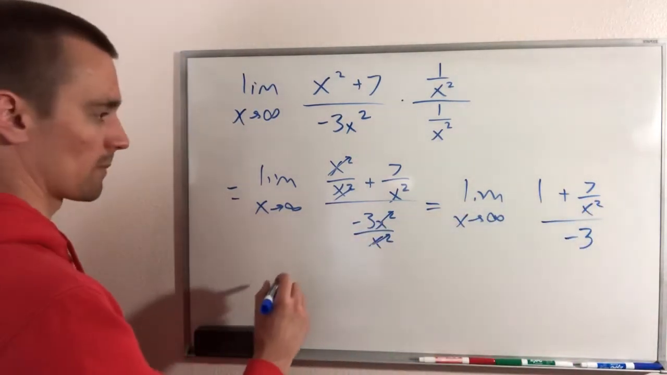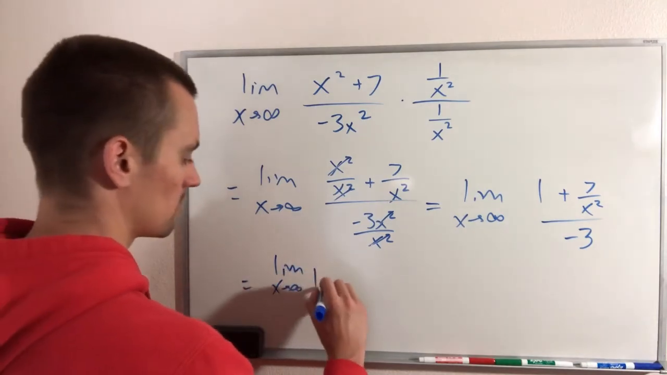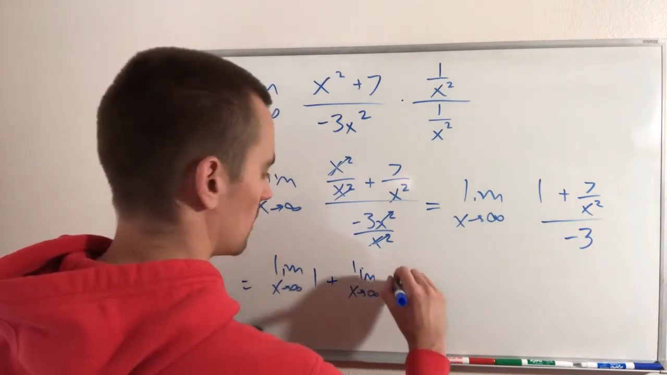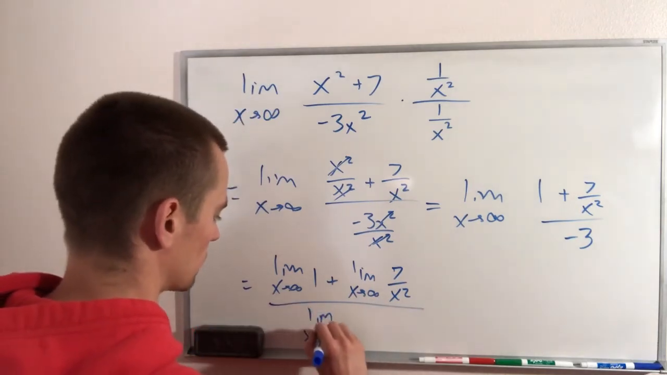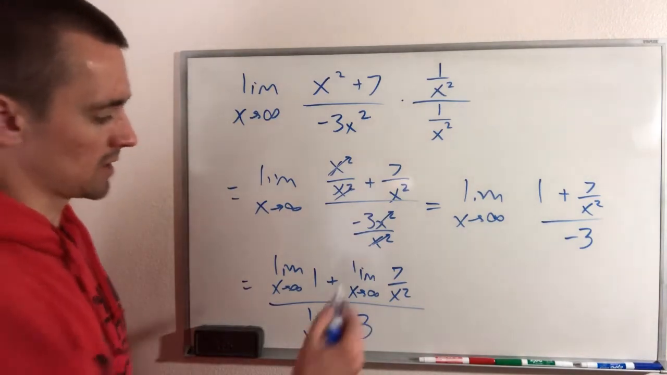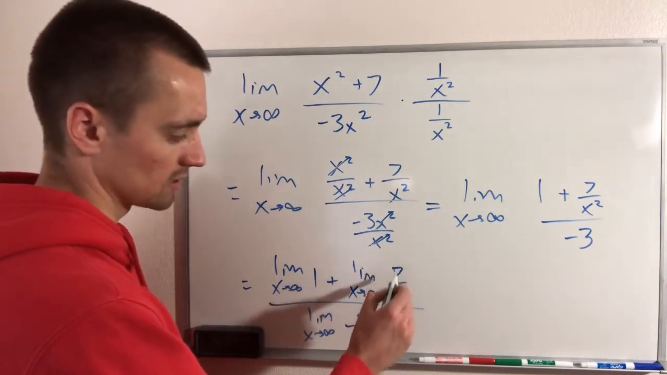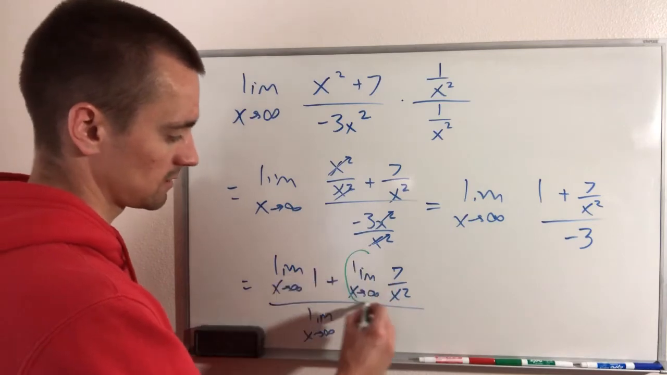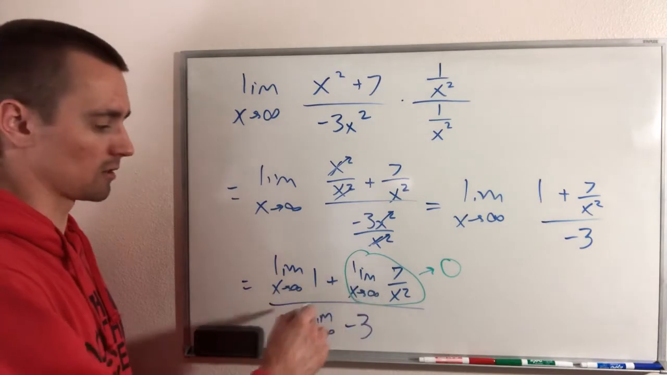If we apply those limit properties, this would be the same as the limit as x goes to infinity of 1 plus the limit as x goes to infinity of 7 over x squared, all over the limit as x goes to infinity of negative 3. Okay, so now, just like we talked about before, since we have a constant divided by x to some positive power, this limit is just going to go to 0. So that's not going to have any impact on our limit.